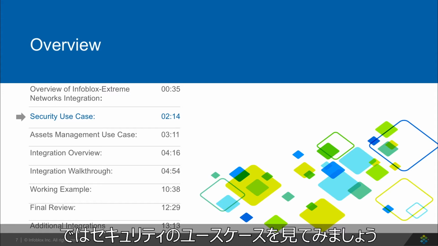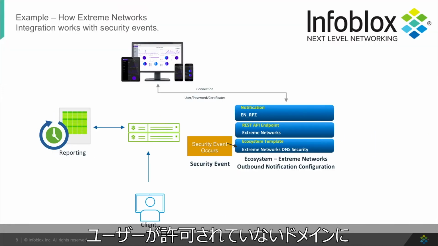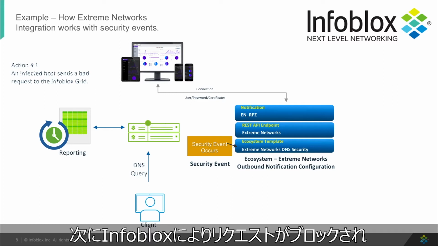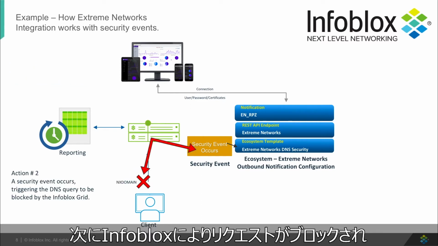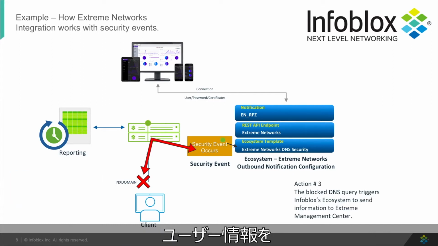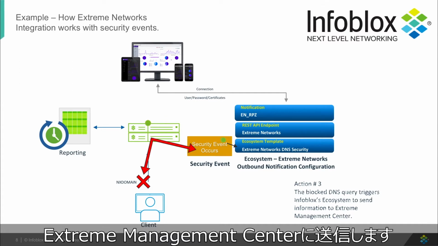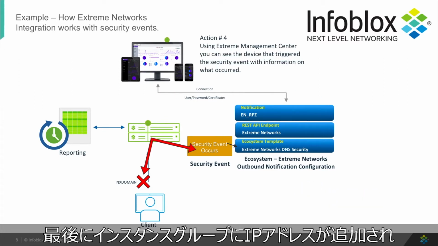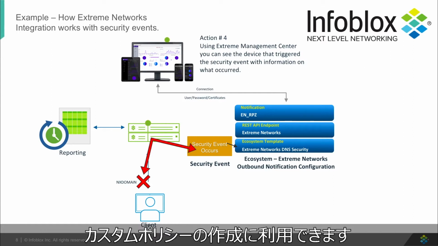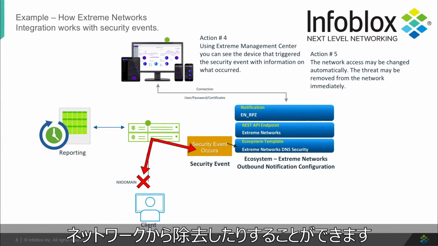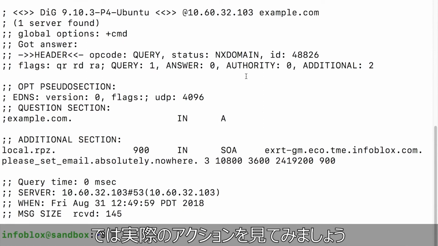Let's look at the security use case. Here, a user tries to make a DNS request to a domain that isn't allowed. Next, the DNS request is blocked by Infoblox. Infoblox ecosystem templates are then triggered, sending information about the user to Extreme Management Center. Finally, the IP address is added to an end system group, which you can use to create custom policies for. With these custom policies, you can change the user's access or remove them from the network automatically. Now let's see that in action.